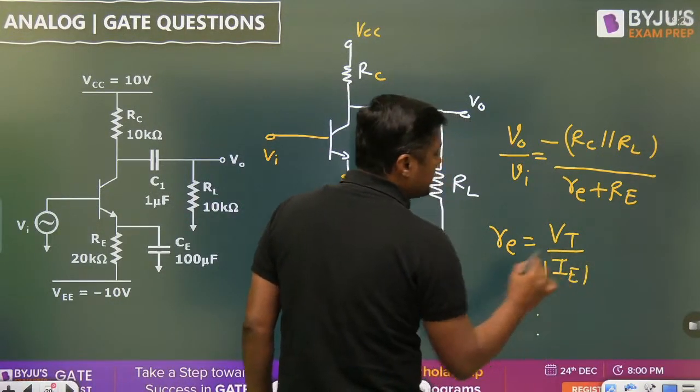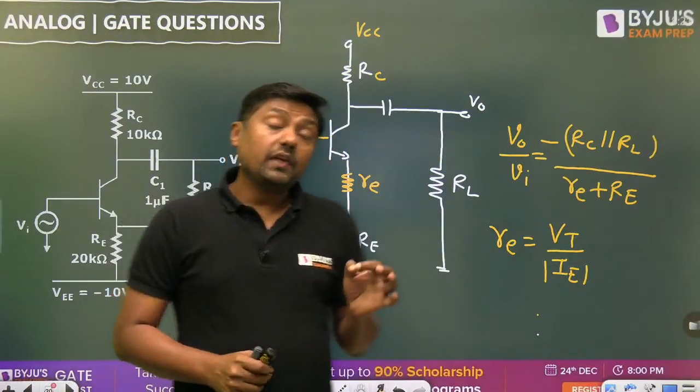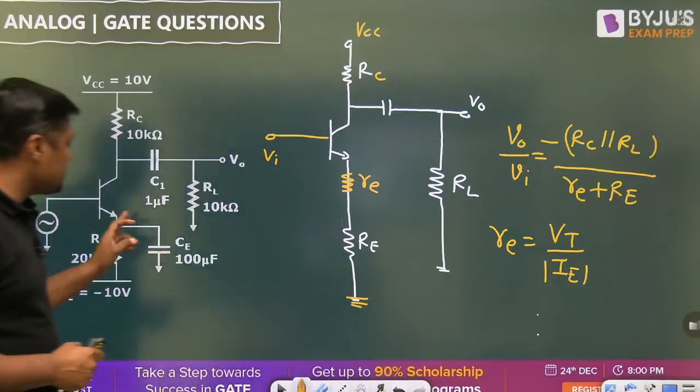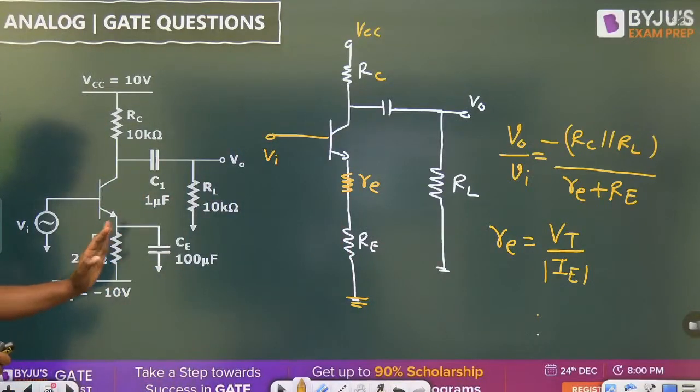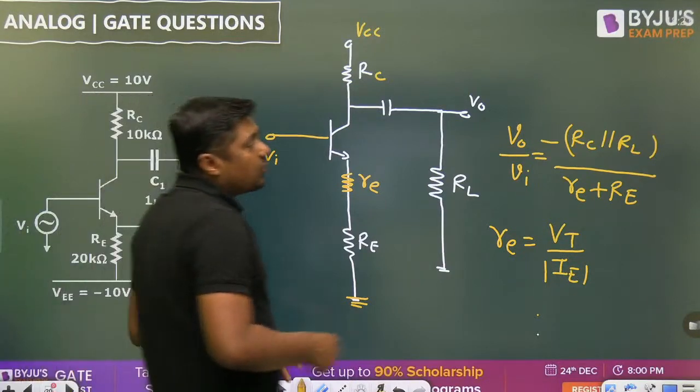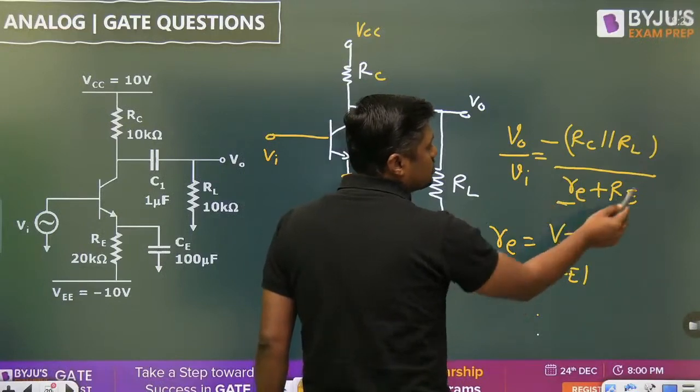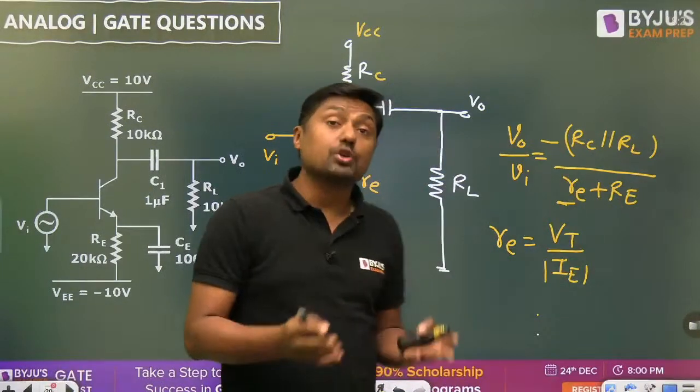I is the DC biasing current. Suppose this capital RE is bypassed by the capacitor. If the capacitor is connected here, then this capital RE will become 0 because it is short circuited by the capacitor. Then what is the formula? Minus RC parallel with RL upon small re. This one. That capital RE will become 0.